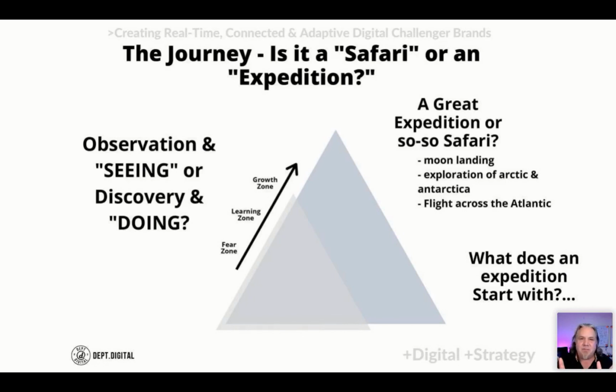The point is that these start with something fundamental. These don't start at the base of Mount Everest, right? These don't start at the launch pad in Florida in the U.S., right?